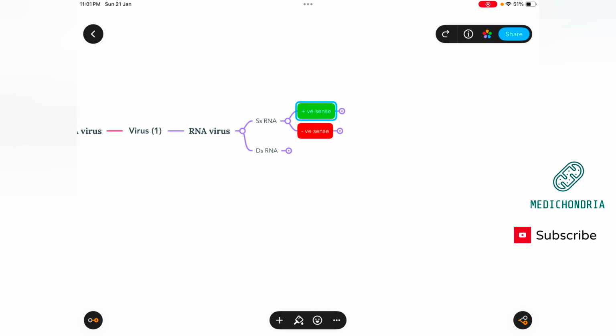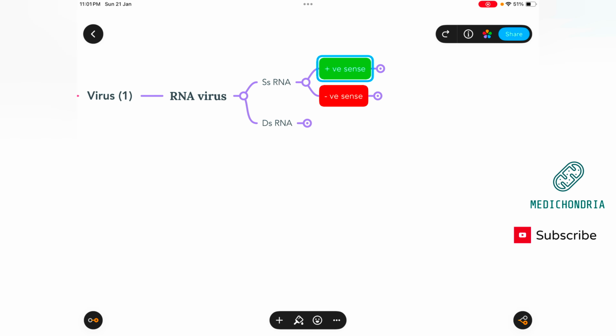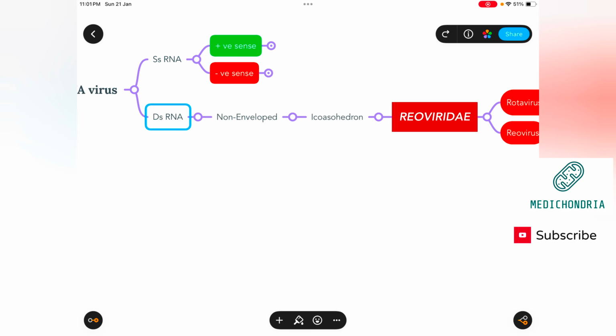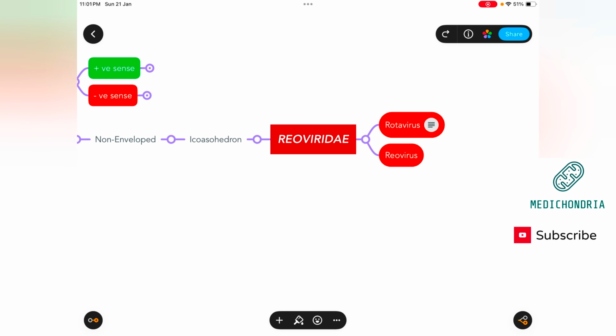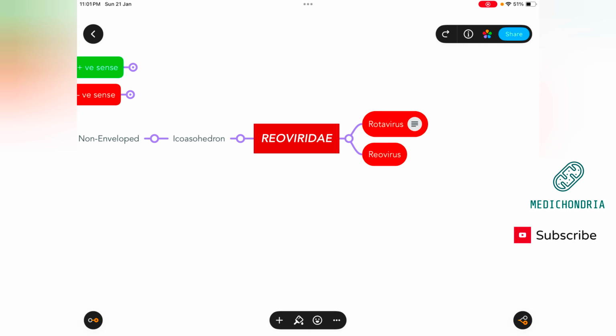Let's jump into double-stranded RNA viruses. Double-stranded RNA viruses are so simple. This has got non-enveloped icosahedral symmetry, and we just got one family, that is Reoviridae. We got rotavirus and reovirus. Nothing more.